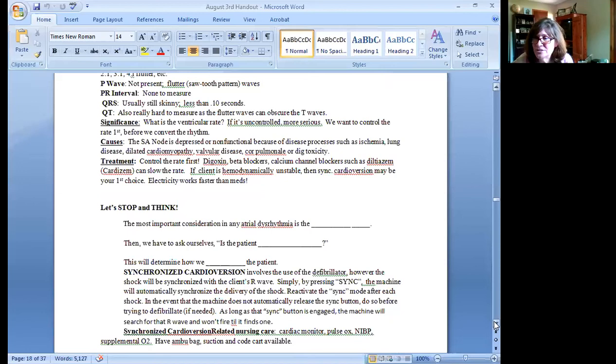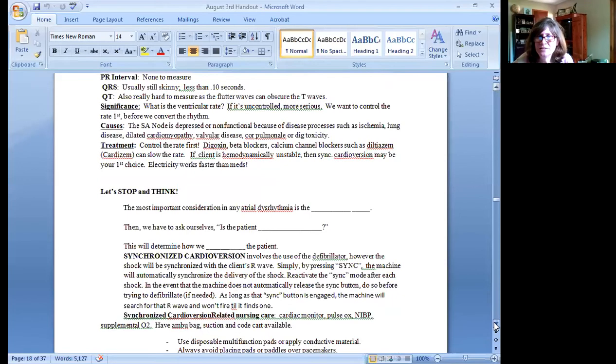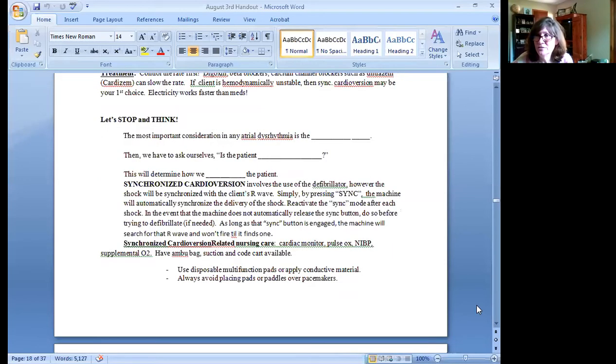Now let's talk about synchronized cardioversion. Synchronized cardioversion involves the use of that defibrillator, the 4-in-1 special that sits atop the code cart. However, the shock's going to be synchronized with the patient's R wave. Simply by me and you, the nurse, pressing the sync button on that machine, we see the machine highlight the patient's R wave. The doc will tell us what joules to set.